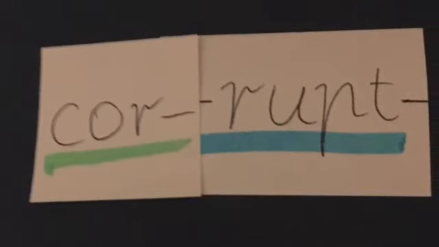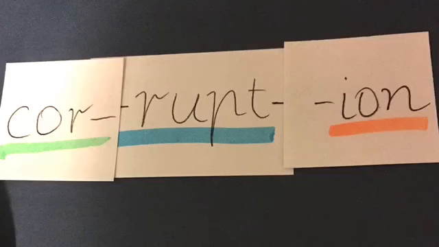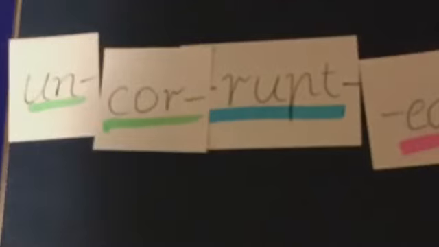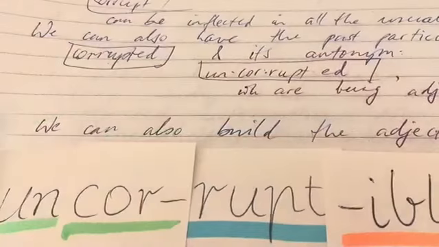These days, we're most likely to hear the word corrupt, or the noun built from it, corruption, in descriptions of politicians or police who are behaving badly. Corrupt can be inflected in all the usual ways, so we can have corrupts, corrupting, corrupted. We can also have the past participle corrupted and its antonym uncorrupted, acting like adjectives. And we can also build the lovely adjective uncorruptible.